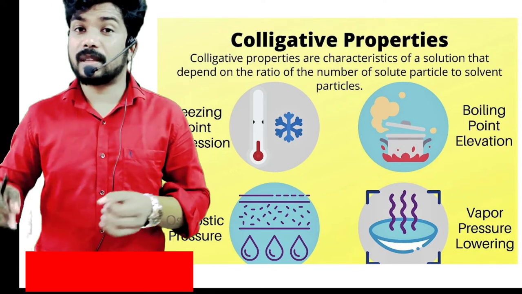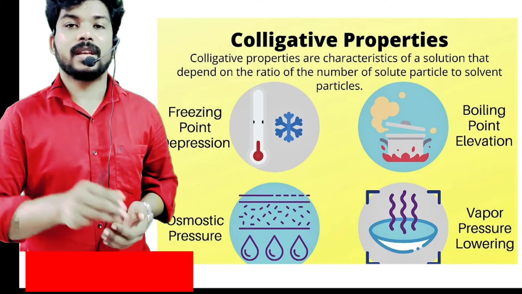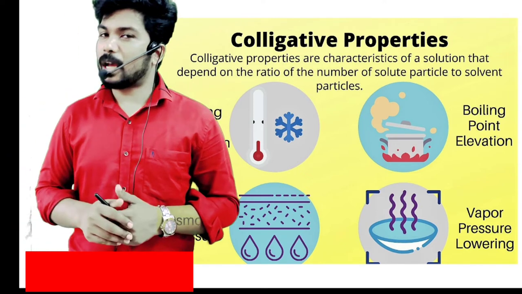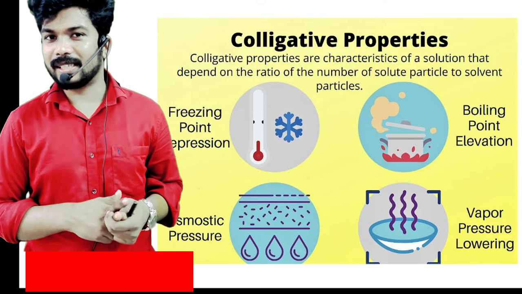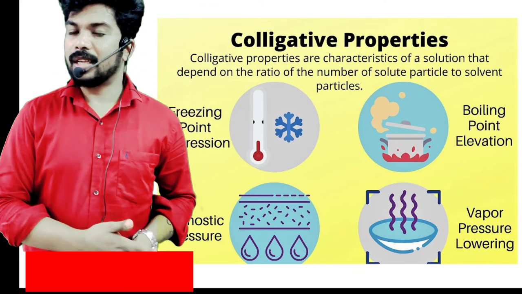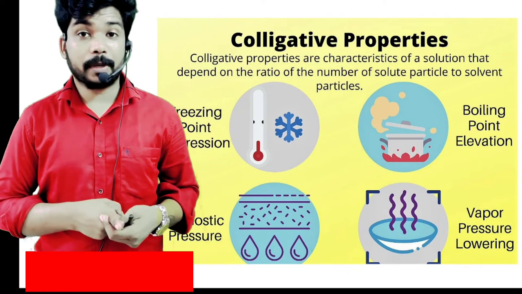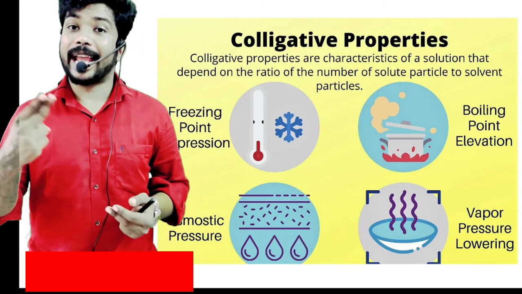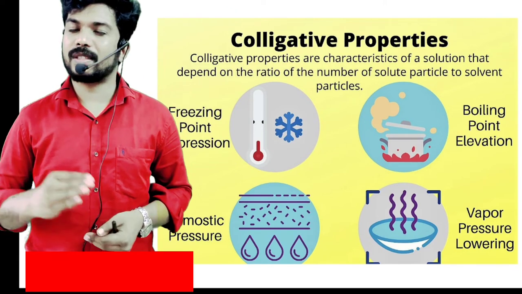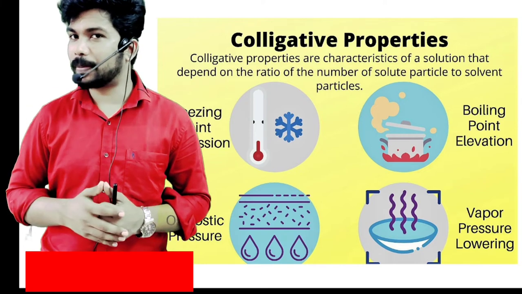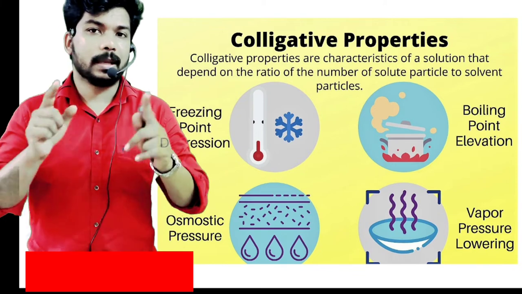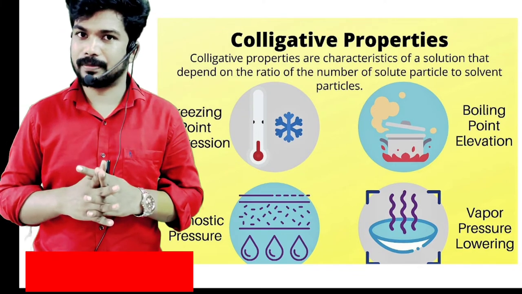So colligative properties are the properties that are based only on the number of solute particles. They depend only on the number of solute particles. And there are four colligative properties, also represented here. That is relative lowering of vapor pressure. The second one is elevation in boiling point, then depression in freezing point, and the last one is osmotic pressure. There are four colligative properties, and these four are mainly used to find out the molecular mass of the solute.